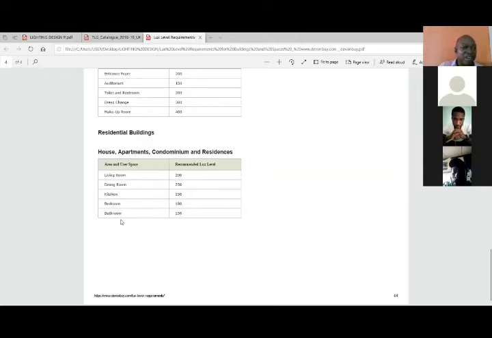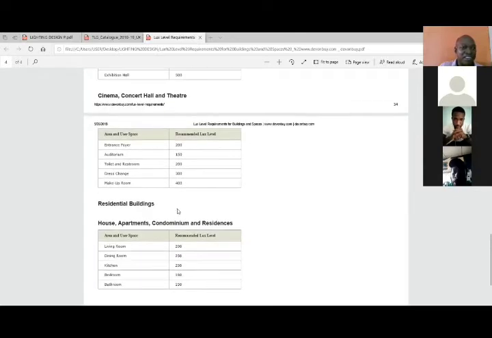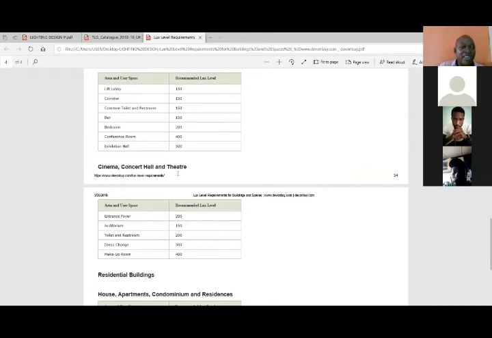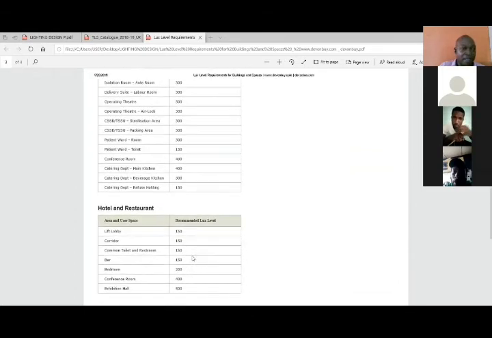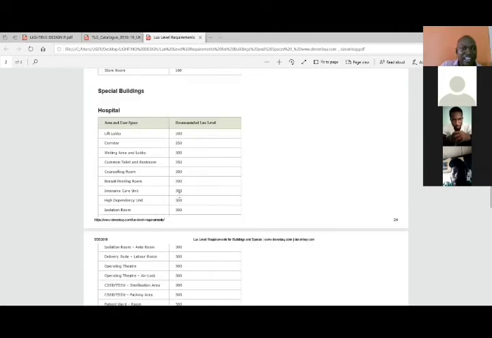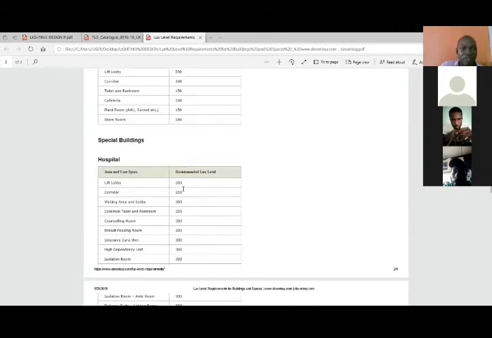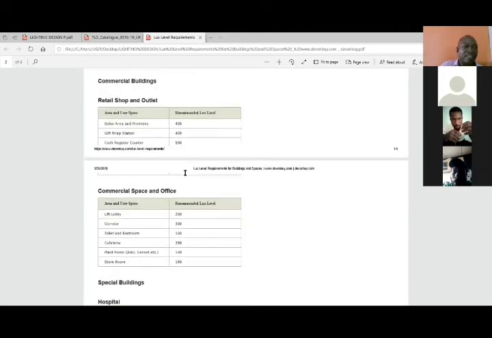Bedroom 180, bathroom 150. For cinema, concert, and theater hall, we have the entrance at 200, auditorium 150, toilet and restroom 200, dressing room or changing room can be 300, makeup room 400. Hotel, we also have them like that. So these are the values that we were talking about in the previous class.